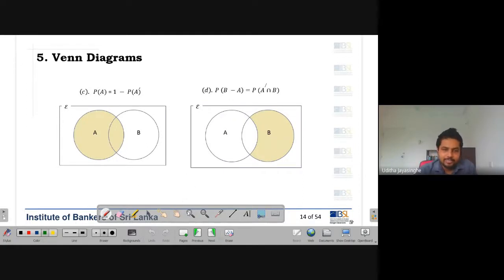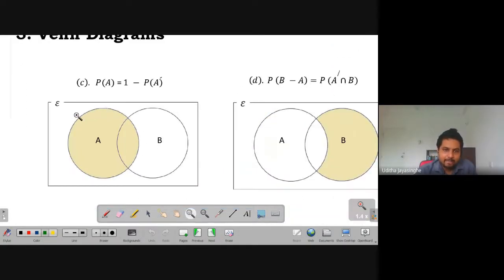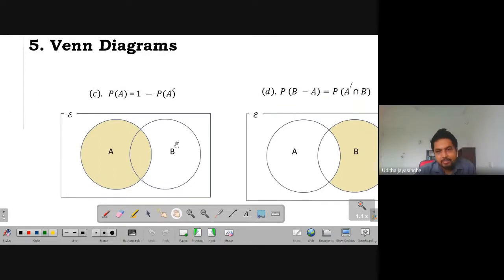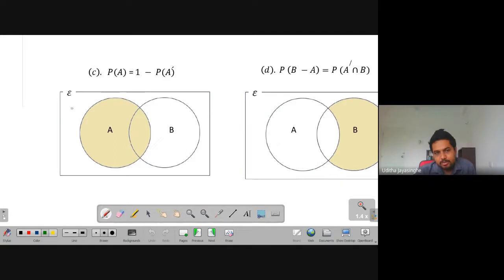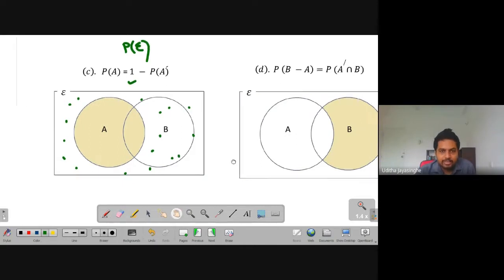It's a very interesting concept. What is P A? P A could be taken like this also. One minus P A's complement. So this is P A's complement, this whole area. If you take probability epsilon, what is that? This is going to be 1. This is probability of epsilon. So that way also you can define probability A.